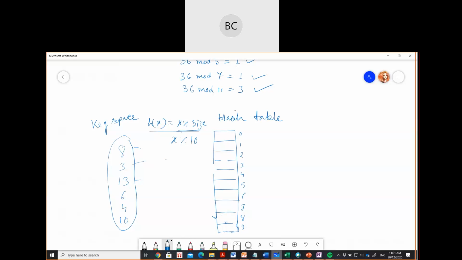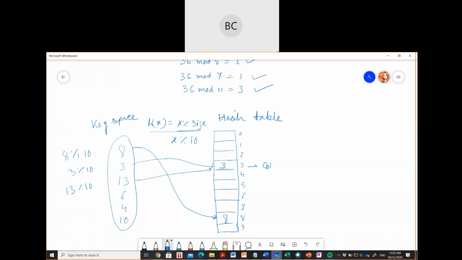If I use the hash function, then I don't need to store the value at a particular index directly. Now if I do 8 mod 10, it's again 8, right? So I can store that value at index 8. Now 3 mod 10, I can store this value 3 here. Now I have 13 mod 10. 13 mod 10 is 3, so it will go to this same location.